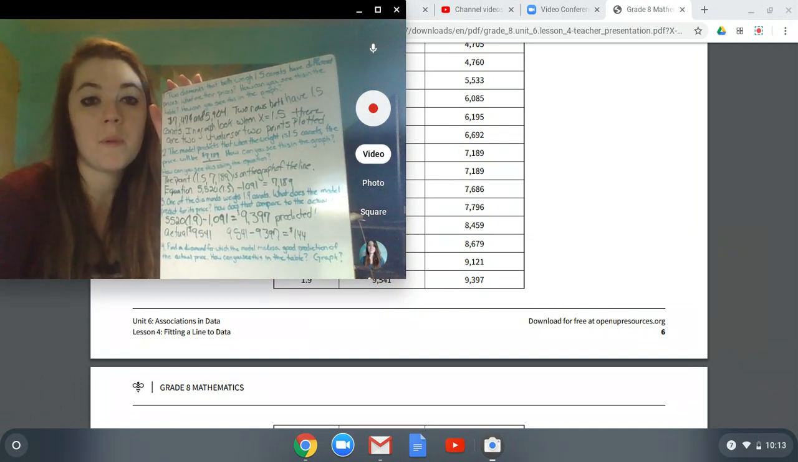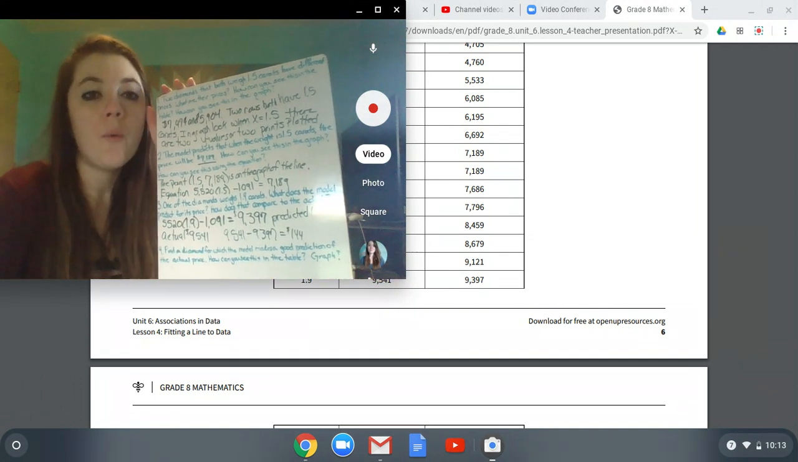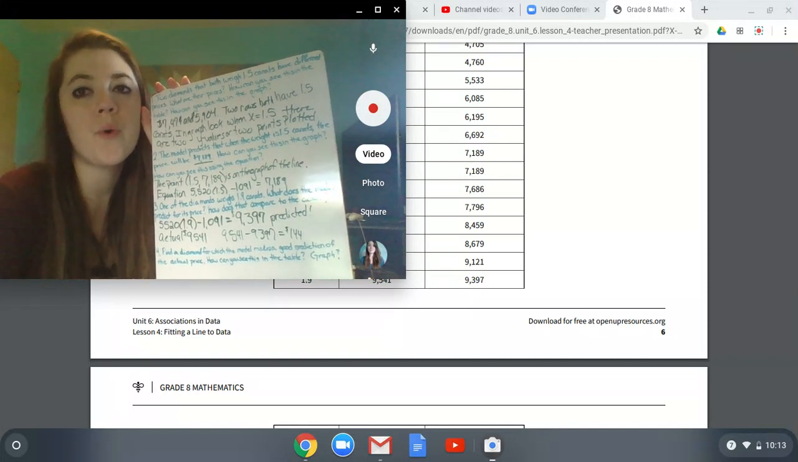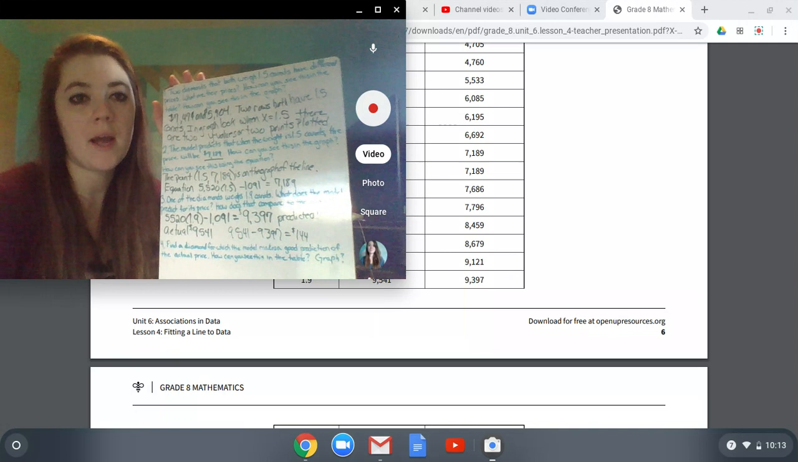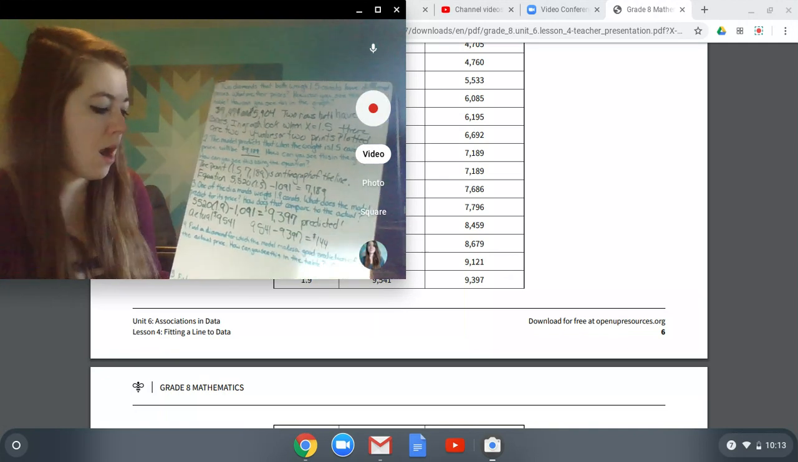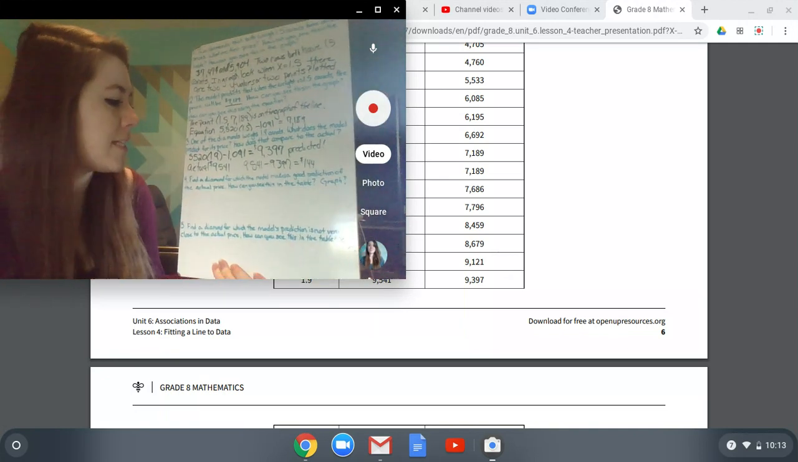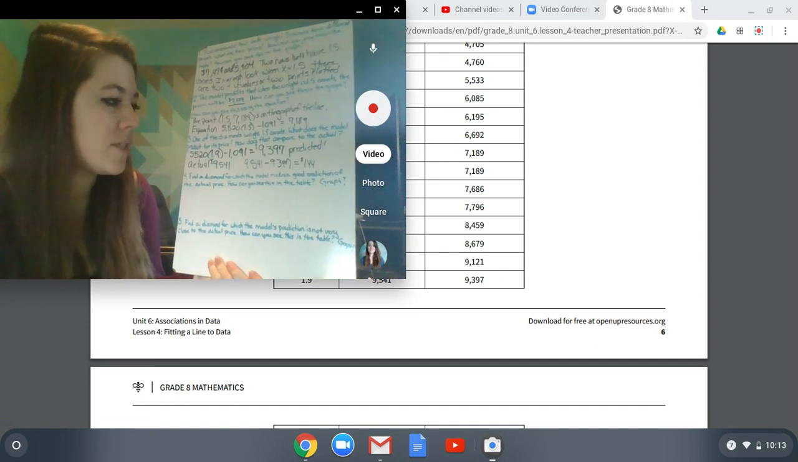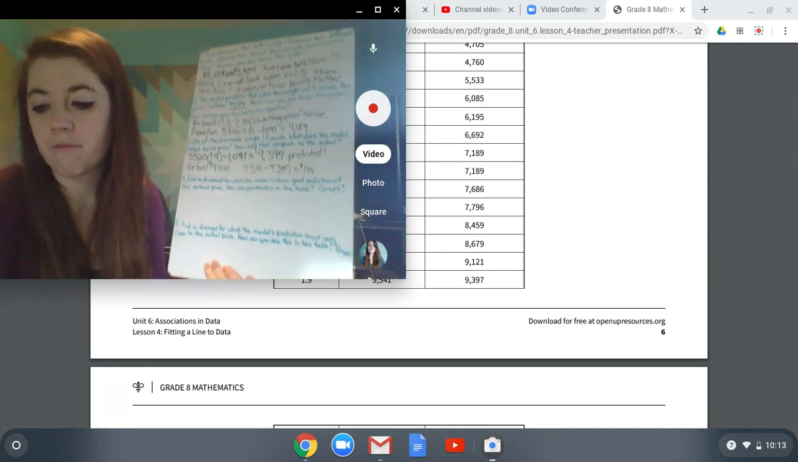So there is a discrepancy between these points, which is to be expected since we're doing a line of best fit. It's not going to go through every single point, so we have to keep that in mind as we're looking at these. All right, for number 4, find a diamond for which the model makes a good prediction of the actual price. How can you see this in the table and in the graph?